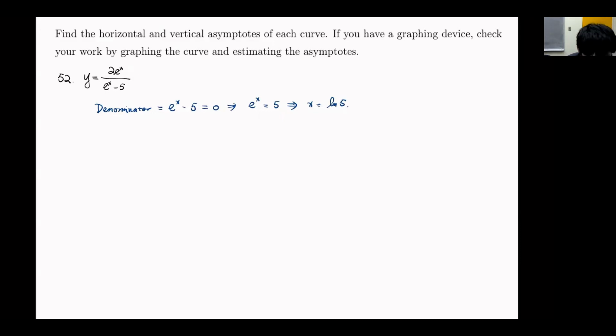But remember, you need to also check the numerator at this point. So when x equals natural log of 5, you see that the numerator is going to be e to the natural log of 5. Okay, e to the natural log of anything will simply be that thing by itself. So e to the natural log of 5 is simply going to be 5. And in particular, I see that this is non-zero. So we check that the numerator equals a non-zero number while the denominator equals 0 at the number x equals natural log of 5. So our conclusion is x equals natural log of 5 is the only vertical asymptote.